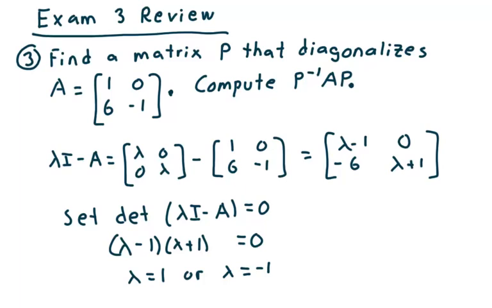This is a video from the Exam 3 review in my linear algebra class. Let's take a look at problem 3. Find a matrix P that diagonalizes A, which is given by the matrix 1, 0, 6, negative 1.